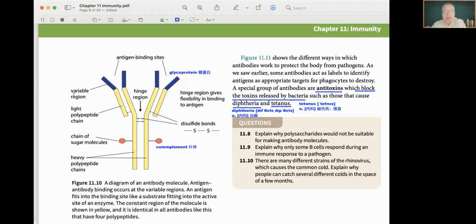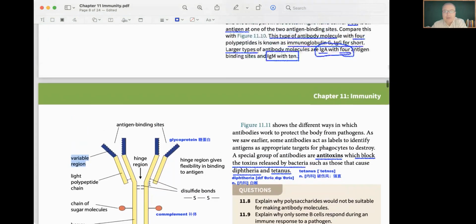The antigen binding site is also called the variable region. Why is this binding site called a variable region? Variable means it can change a lot, right? It can change from one shape, structure or function to another. So we're talking about the antibody, which is actually called immunoglobulin.